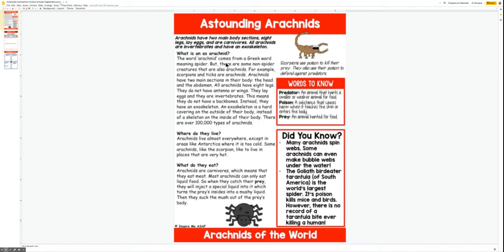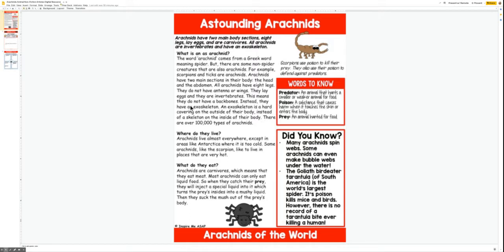The word arachnid comes from a Greek word meaning spider, but there are some non-spider creatures that are also arachnids. For example, scorpions and ticks are arachnids. Arachnids have two main sections in their body, the head and the abdomen. So here you can see the head, the abdomen. The scorpion, same head and abdomen right here. All arachnids have 8 legs. They do not have antennae or wings. They lay eggs and they are invertebrates.